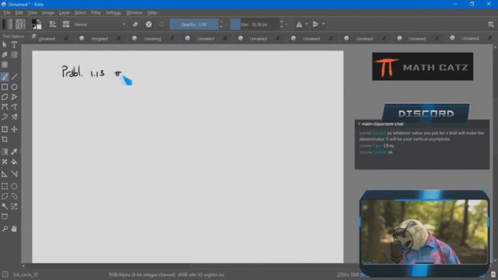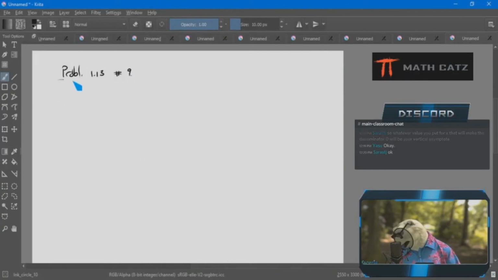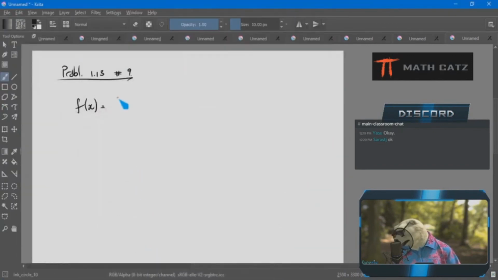What do I want to do here? I want to do this last one. What is it? 9. I know I'm out of time. I don't really care. So I have my function x squared minus x minus 12 over x squared plus x minus 6. All right.